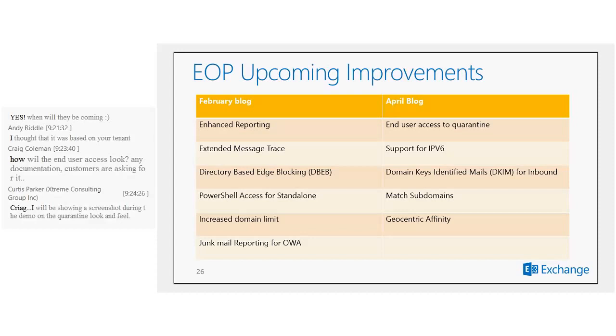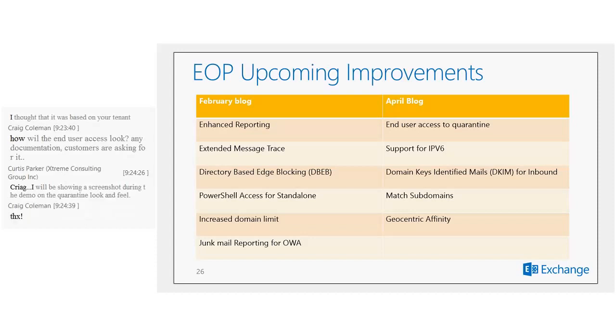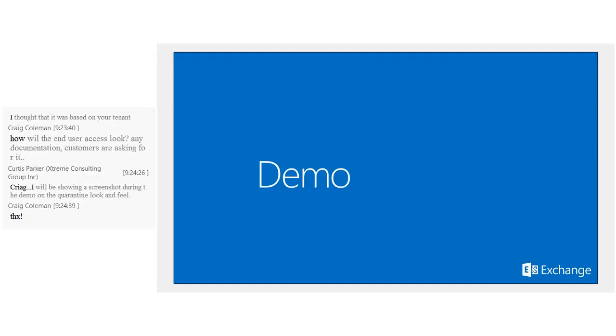And in terms of geo-centric affinity, I talked about the data centers, and we are going to expand that into some other regions like APAC and some more that we'll announce during MEC. So with that, I'm going to pass the baton to Curtis, who's going to walk you through some of these new capabilities and also provide you a quick overview of the EOP admin. So Curtis, I'm just going to stop presenting at this point, and if you want to go ahead and present, be my guest.